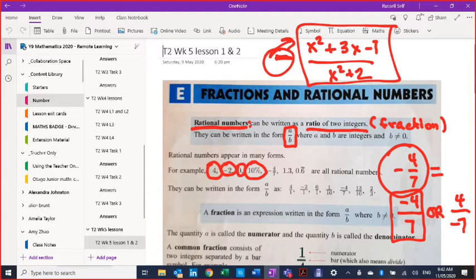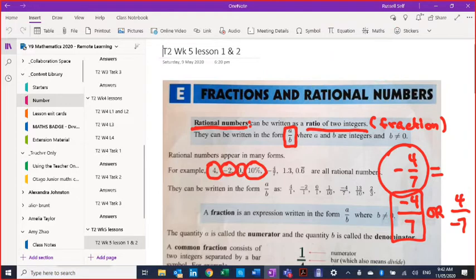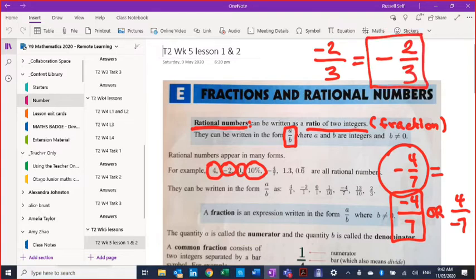Okay. Also, sometimes you might be doing some math and you end up with something like negative 2 over 3. Well, negative 2 over 3 is perfectly fine, but it's not the prettiest form. It's not the best form it can be, because a negative divided by a positive just makes the entire fraction negative. So this is the way you'd want to write it.